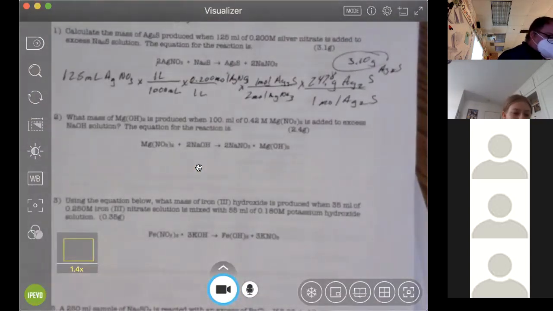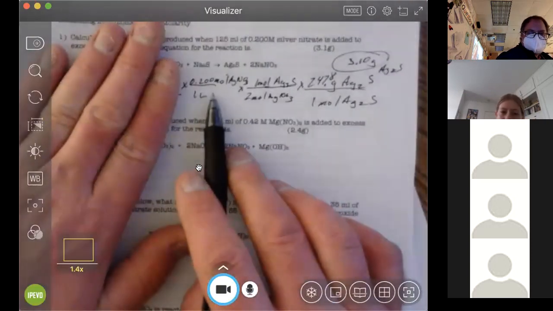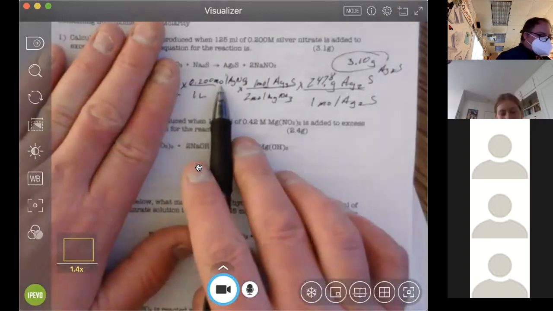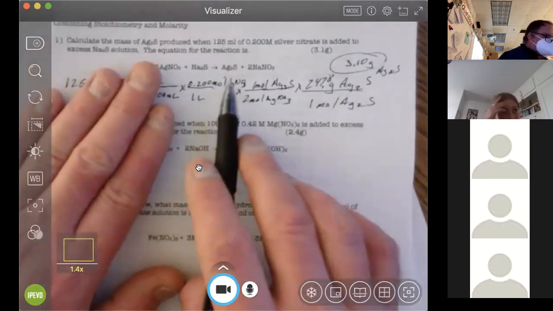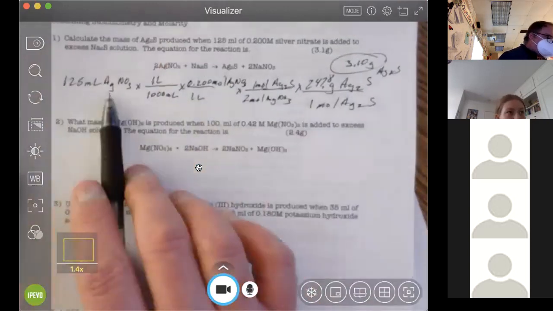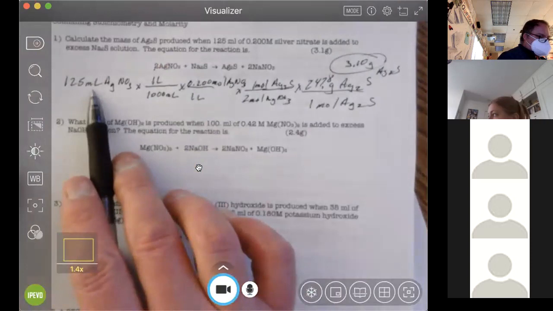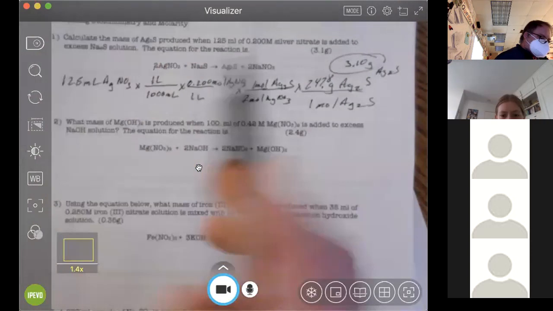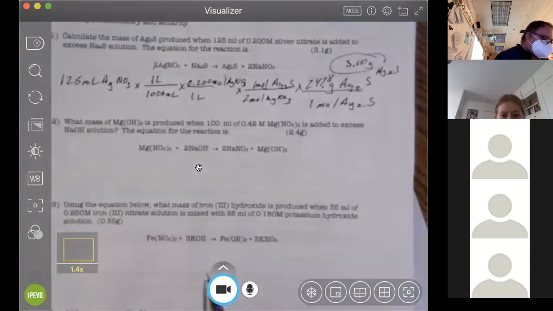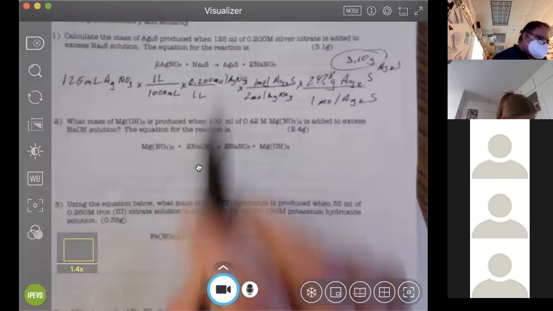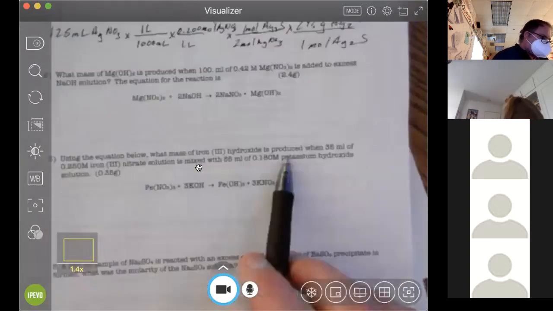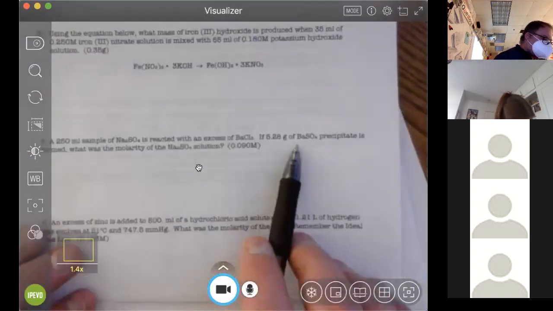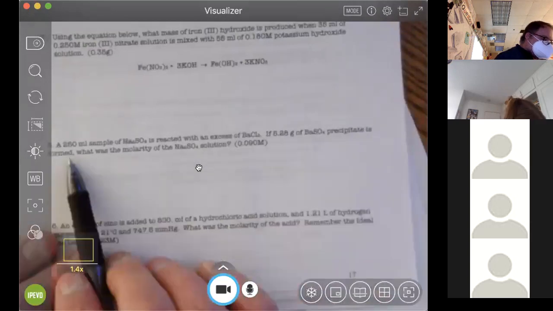Take a look from here. That right there is the old stuff that we're used to: you get the number of moles and you find the number of grams, one substance to another. The only change now is that you are going from molarity or milliliters or something like that. So here, what is the mass? That's the same exact type of problem. Using the equation below, what is the mass? A sample of this is reacted with this. If that many grams of precipitate formed, what is the molarity?